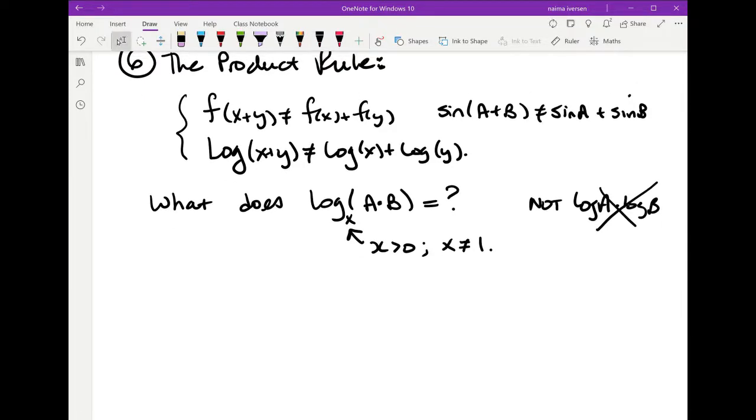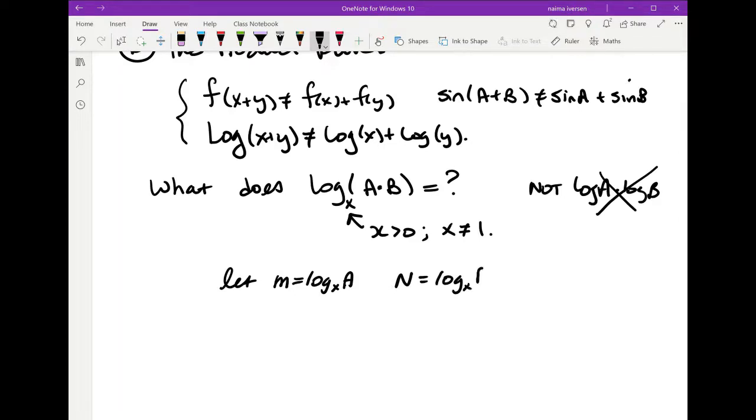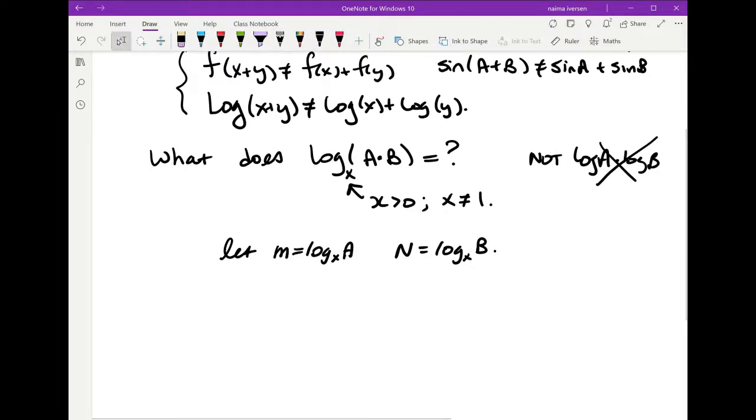So what I'm going to do is actually prove this one to you, because I want you to again see some of the processes that you can do when we're dealing with logs. I'm not going to ask you to reproduce this proof. So here we go. I'm going to let m equal log base x of a, and I'm going to let n equal log base x of b. Now this is log form.